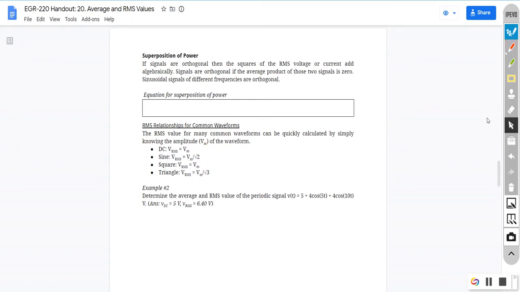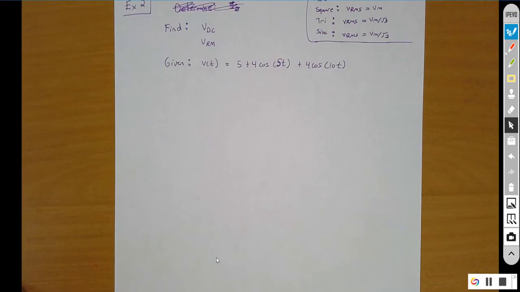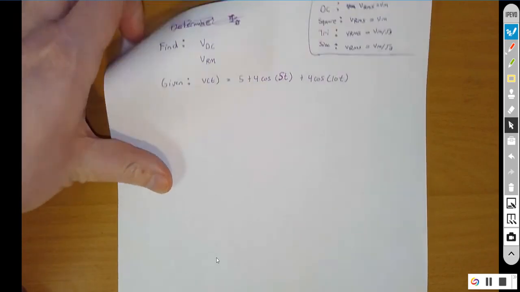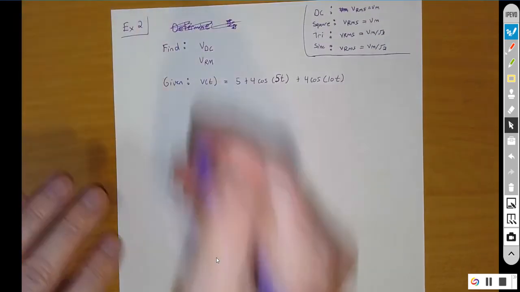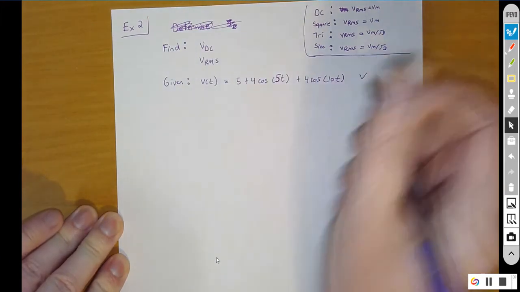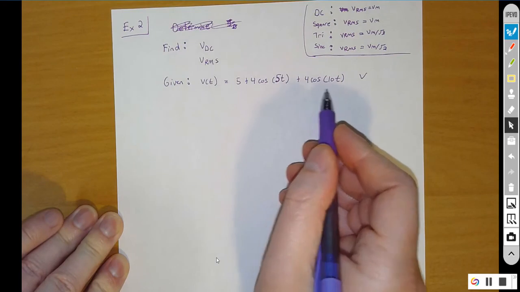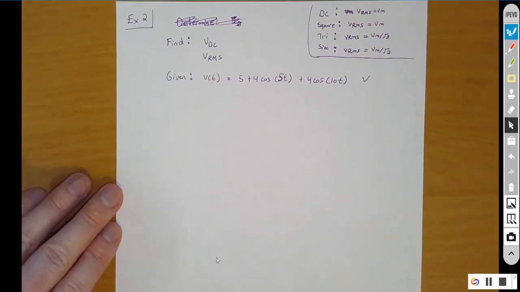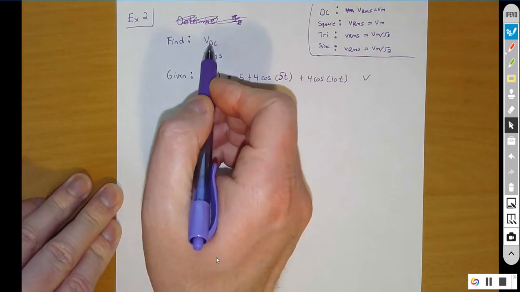So let's look at this. We're going to find the DC and RMS voltage for this signal. V of t equals 5 plus 4 cosine 5t plus 4 cosine 10t. And so we could integrate this, but that's not ideal. So the first thing we want to find is VDC.